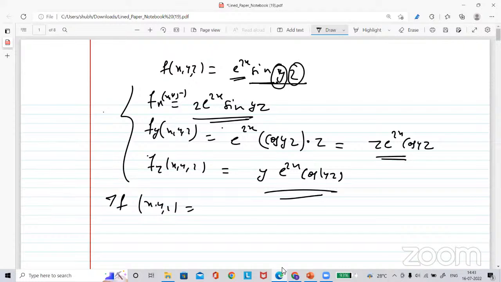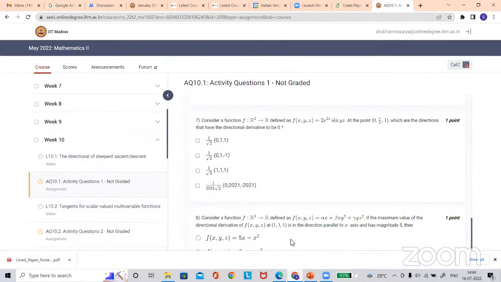Sir, actually the function is 2e^(2x). Okay, so for the first one it is going to be 4 here. Now the rest will all be 0. So when I put the values of x, y, z, the first partial derivative f_x remains 4, and everything else is 0. Then if you calculate the orthogonal vector, it doesn't match the given options.